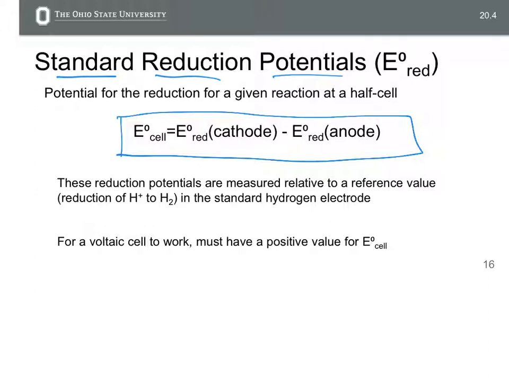The way we measure reduction potentials is against sort of a baseline. And that baseline, a reference value, is the reduction of H plus to H2. And that's in what's called the standard hydrogen electrode. So you're going to be able to look up standard reduction potentials. They're in your book, table 20.1. All of those values are listed relative to a standard hydrogen electrode.